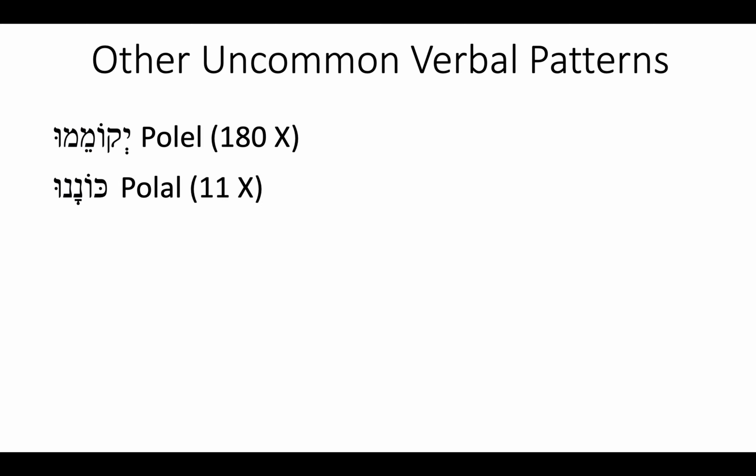We also have Polal, so instead of Polel, Polal, meaning that instead of a tsere vowel under the third root letter, we have qamets here. And there are 11 of these by some count in the Hebrew Bible. So konanu, and here the root that I don't think we had is kaf vav nun, which means to set up or establish. And again, the third root letter is repeated.